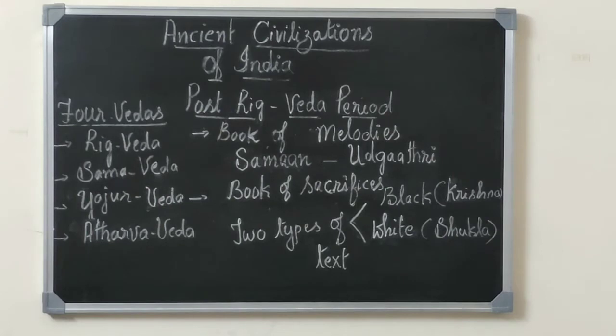Black Yajurveda has the explanation, the way of reciting mantras. Okay? It gives complete explanation about how a person should recite the mantras. Whereas white Yajurveda has only mantras but no explanation. Did you get the differences, children? Black gives complete explanation about reciting mantras, whereas white Yajurveda has only mantras, no explanation.